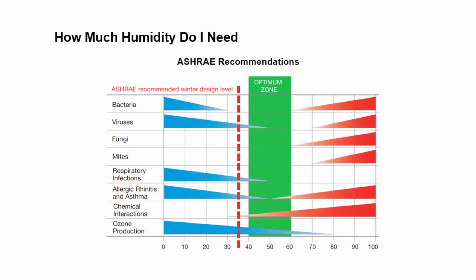Before we create humidity alerts, let's look at the ASHRAE recommendations for humidity. There is an optimum zone and a recommended winter design level. Set your alert to 15 to 20% beyond your set point to avoid nuisance alerts.